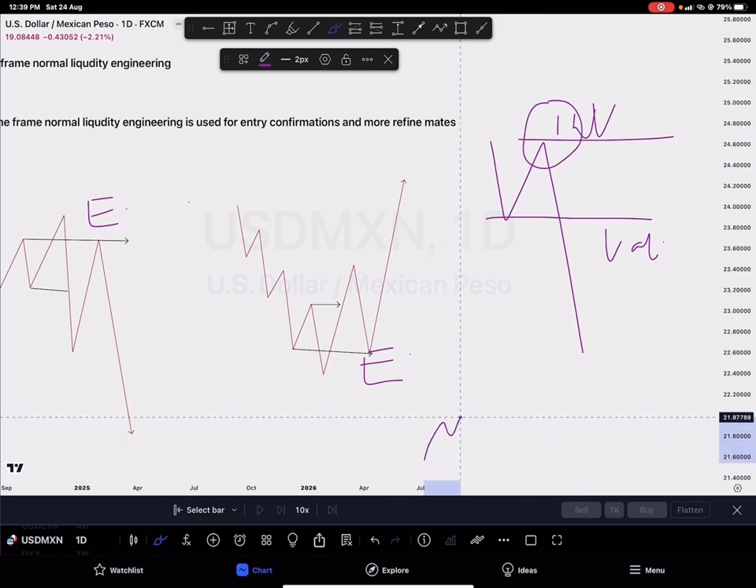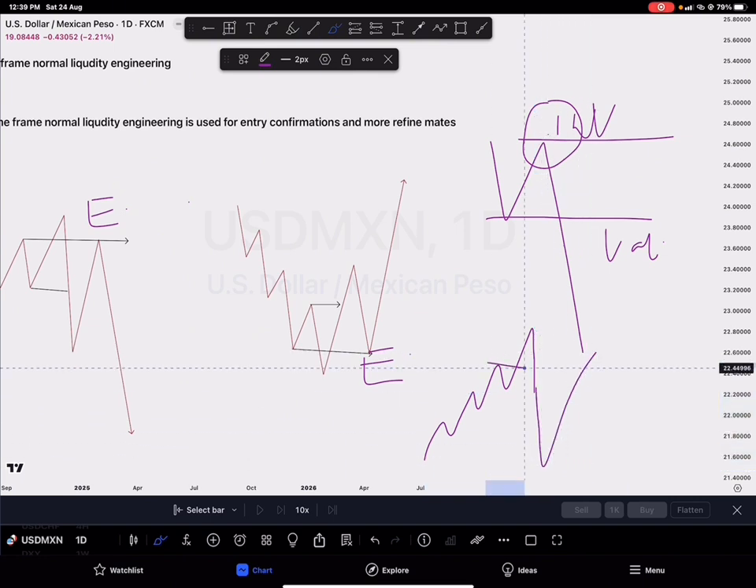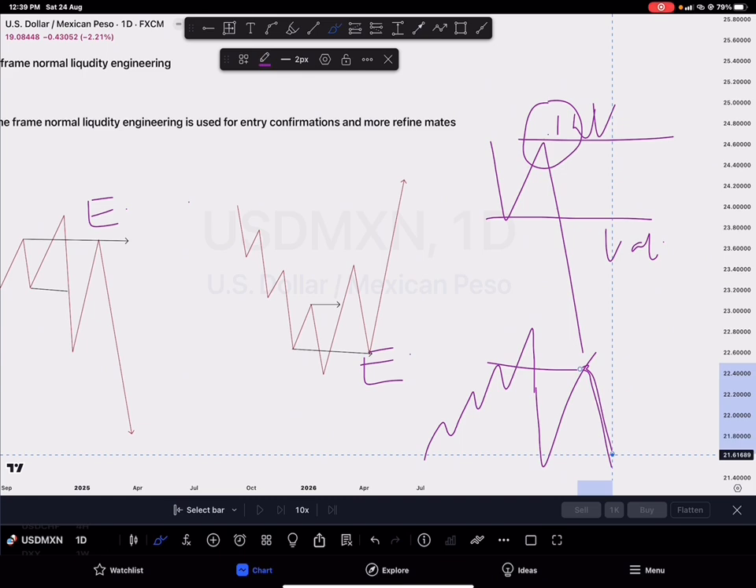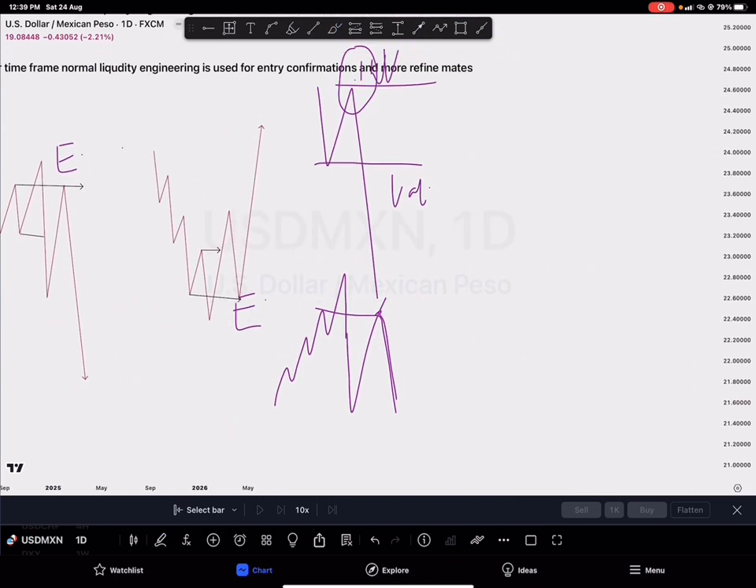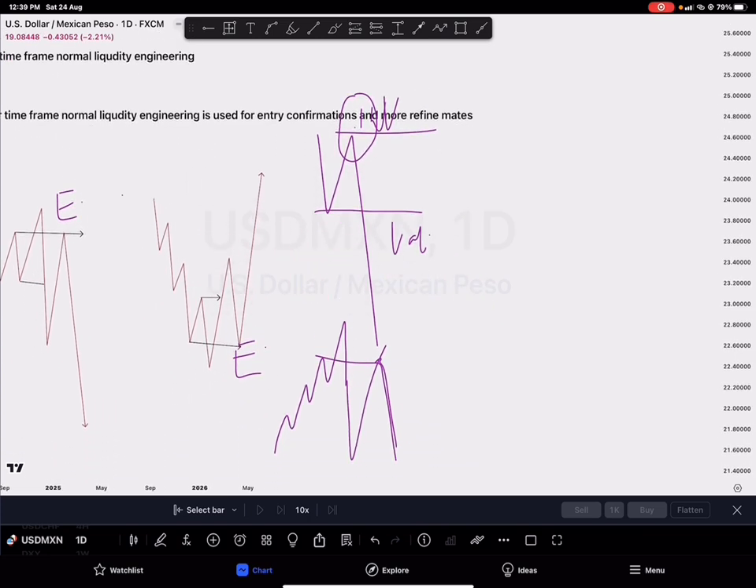Remember, when the price is approaching this level here, before this drop, it moves something like this. So wait for price to return to this level and then sell massively. So when I say the lower time frame normal liquidity engineering are used for entry confirmations, what do I mean? Let's assume that we had this as the area of liquidity.